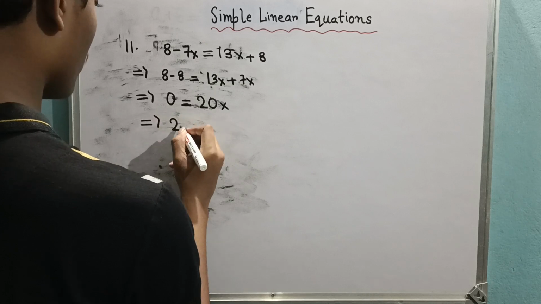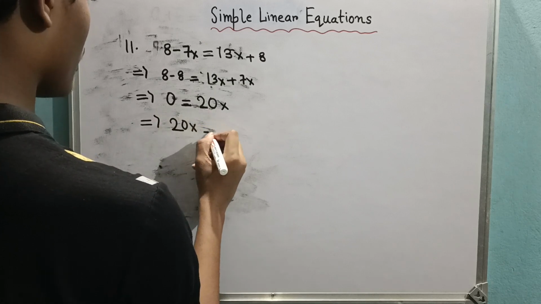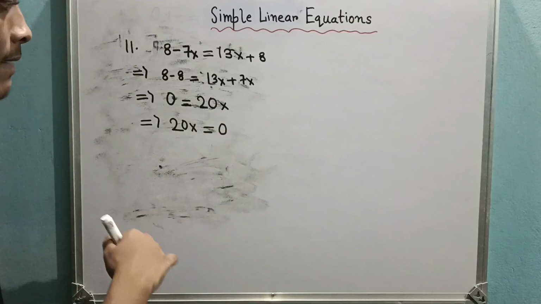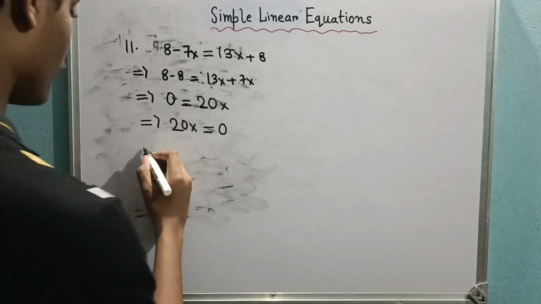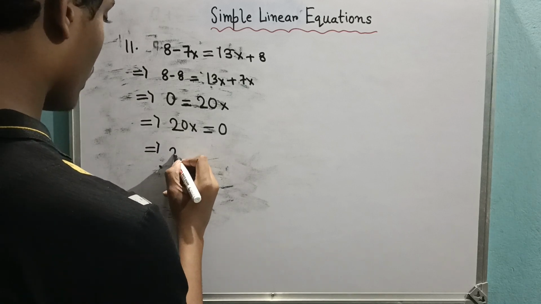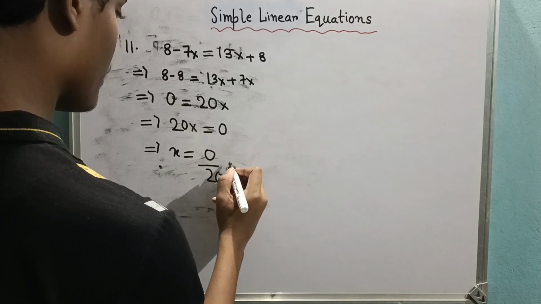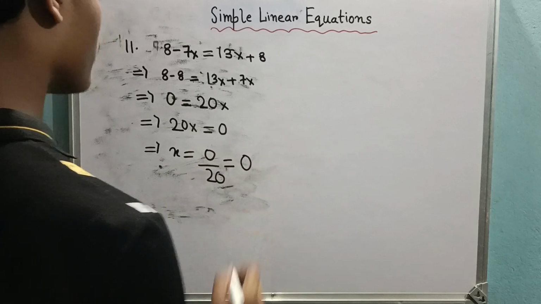Or 20x equal to 0. I'm just shifting it to this side so that it looks much more easier. Now I told before that 0 divided by any number will be equal to 0, as you all know. So x equal to 0 by 20 and it will be 0. Answer of this question is 0.